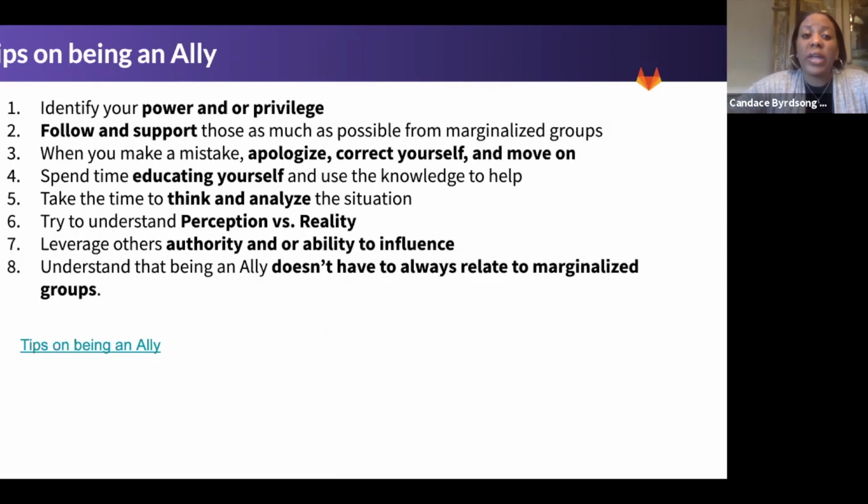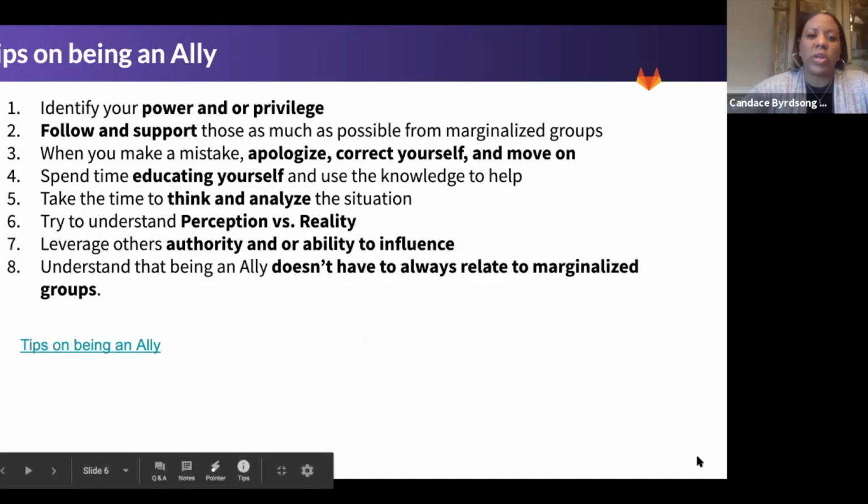Leverage others' authority and/or ability to influence. And also understand that being an ally doesn't always have to relate to a marginalized group. It could be, again, an individual contributor, and this is both in your personal life and your professional life. You just want to be able to recognize, what can I do to help make this situation better?